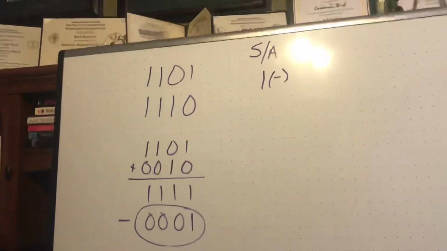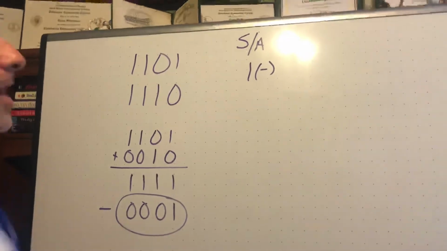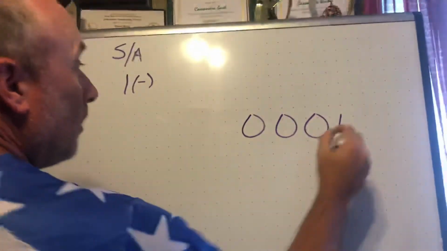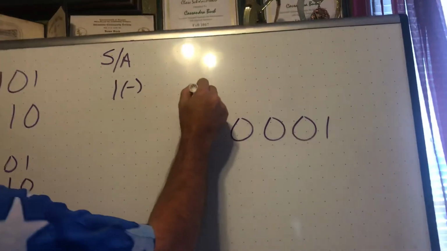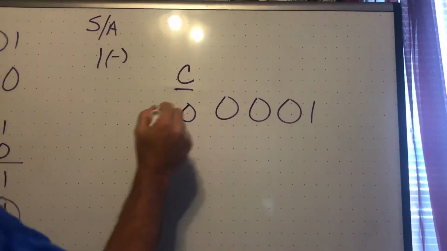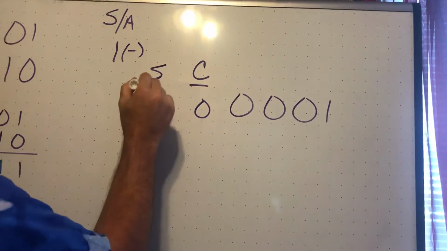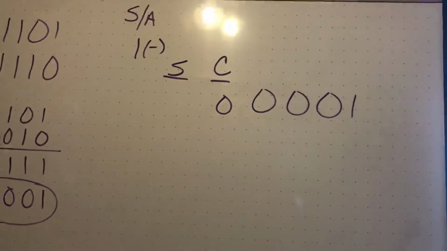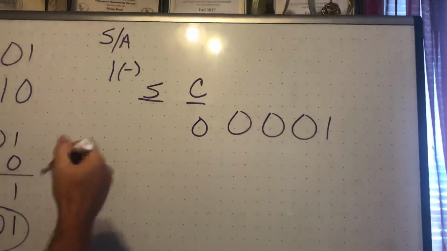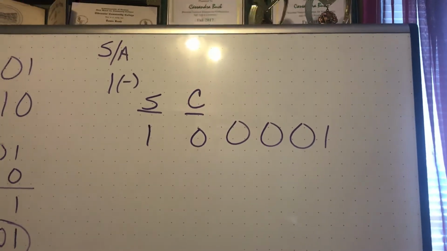So when I do my outputs, I'm going to get 0, 0, 0, 1. Then I'm also going to have a carry, which here I had no carry, so that's going to be a 0. And then I'm going to have a sign output, because I need to know, was my answer negative or was it positive? Well, if it's negative, my sign's going to give me a 1.